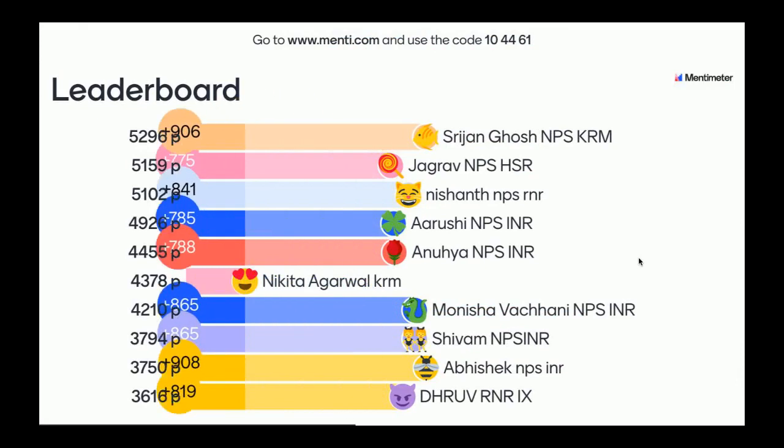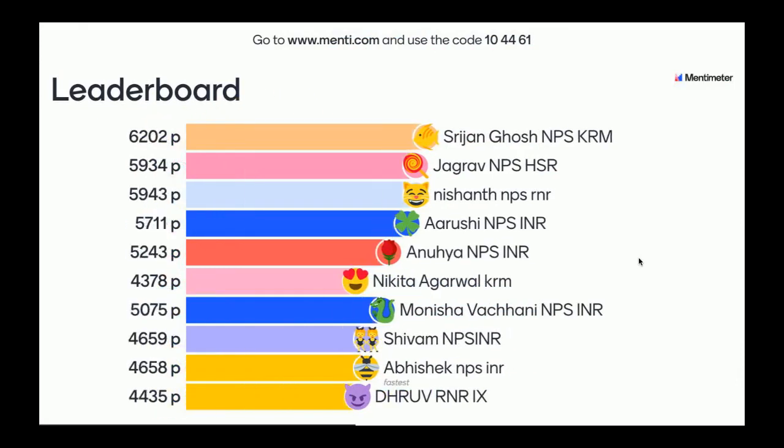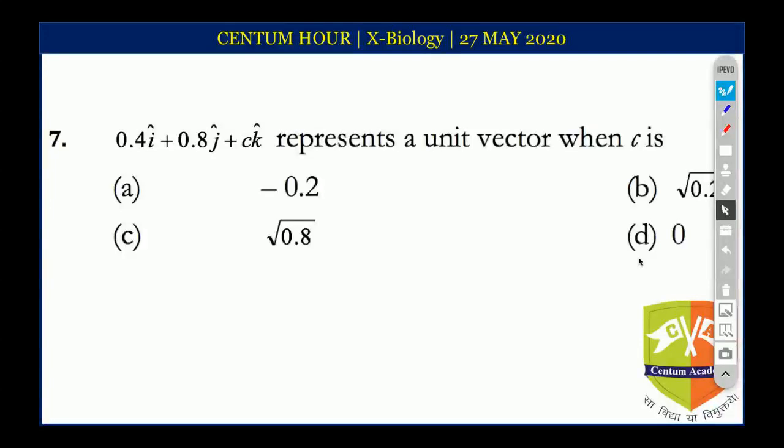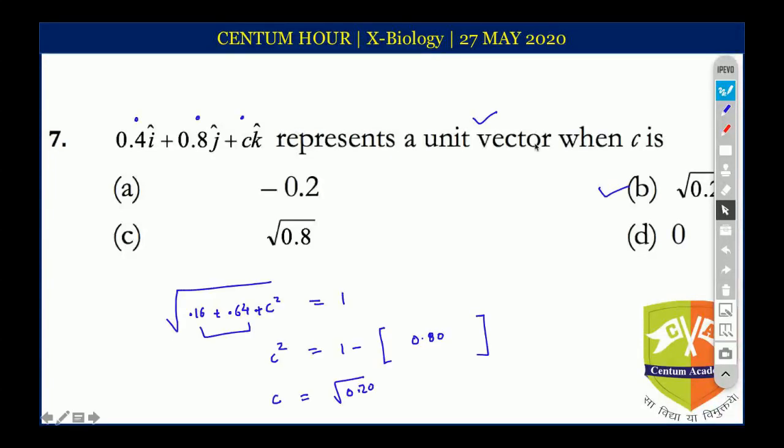Sir, I didn't understand. So, can you explain again? Okay, dear, please relax. No problem. See, there is a vector, beta, A, B, and C, Ai plus Bj plus Ck. This is required to be a unit vector. What is a unit vector? We learnt in the prior questions, a vector with magnitude 1. So the magnitude of this vector should be 1.